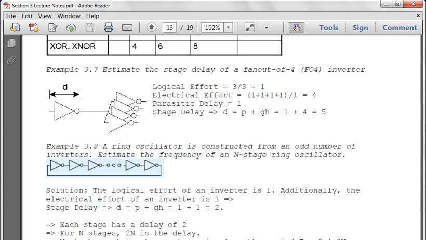So here, we have the stage delay is 2. We know it's an n-stage ring oscillator, so it becomes 2n. We multiply it by 2, so it becomes 4n. And then the frequency is just 1 over the period. So now we have 4n, 1 over 4n. So if we want the frequency to be 1 over 20, we just have a 5-stage ring oscillator.